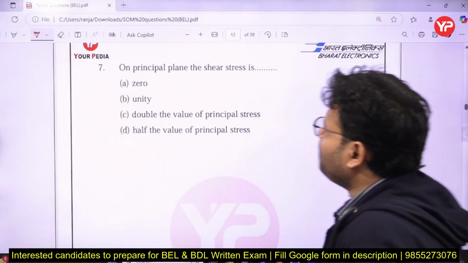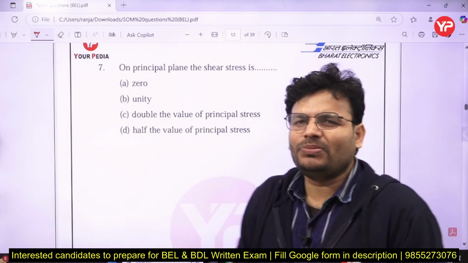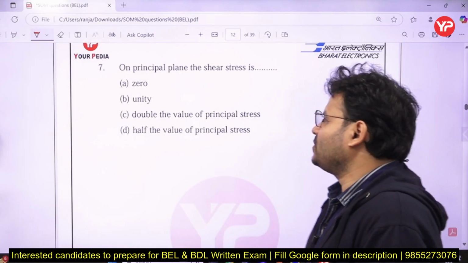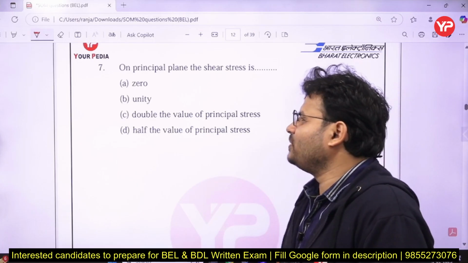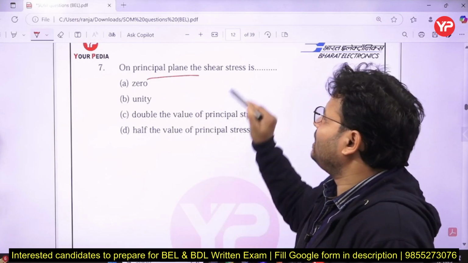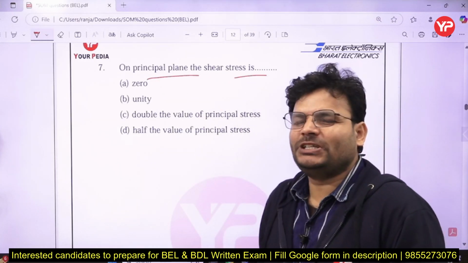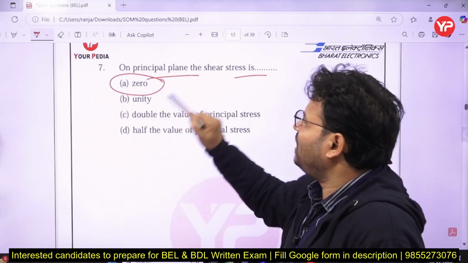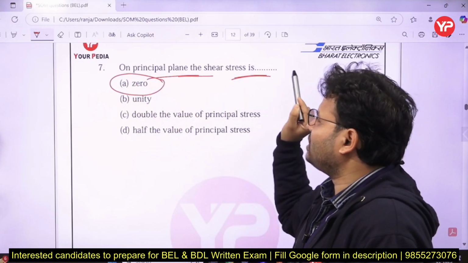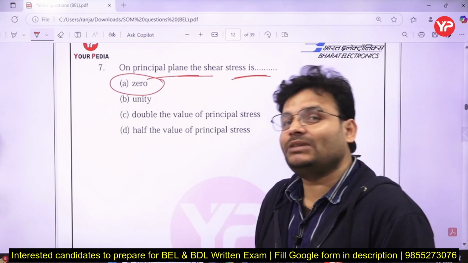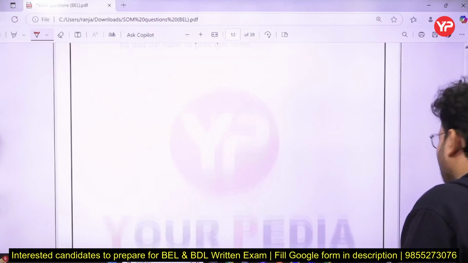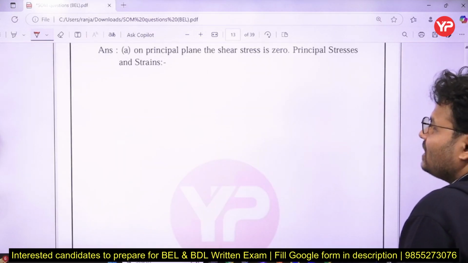Next, on the principal plane, what will be the shear stress? Is it 0, unity, double the value of the principal stress, or half of the value of the principal stress? Obviously, keep in mind, on the principal plane the shear stress is always, my dear friends, 0. So we can see here 0.